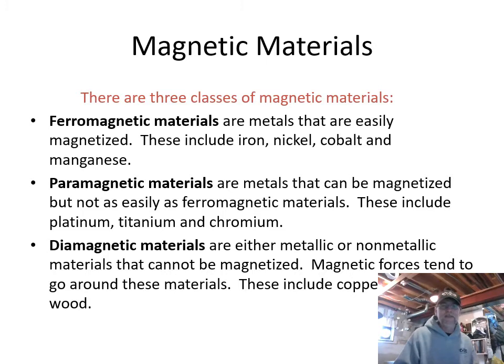Then in the middle is paramagnetic, and these are all the materials in the middle. They can be magnetized, but not nearly as easily as the ferromagnetic materials. So you've got your three possible options.